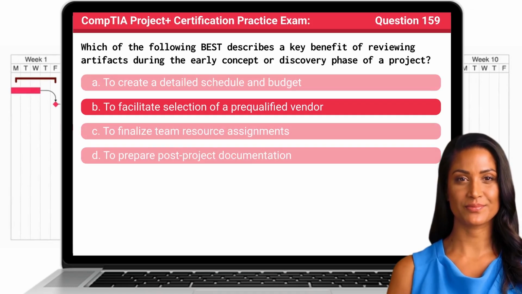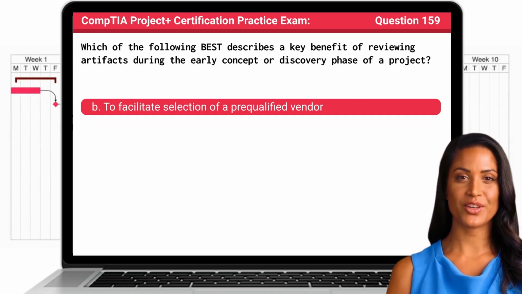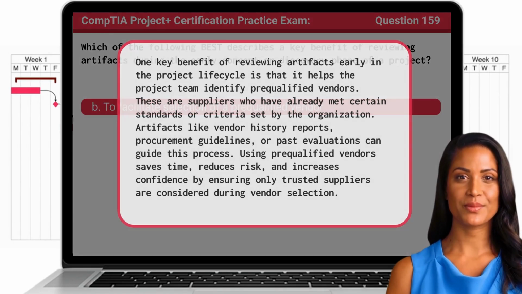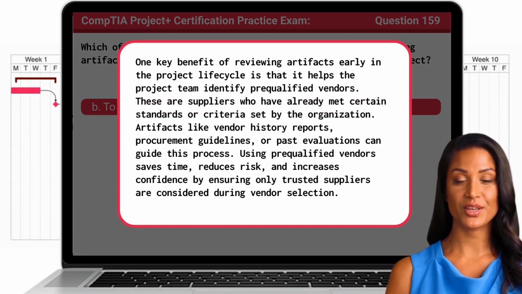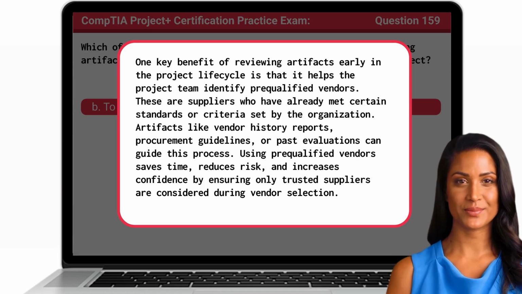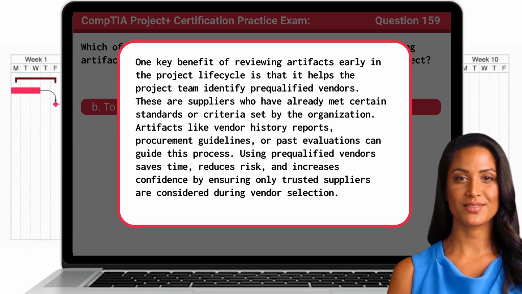The answer is B. To facilitate selection of a pre-qualified vendor. One key benefit of reviewing artifacts early in the project lifecycle is that it helps the project team identify pre-qualified vendors. These are suppliers who have already met certain standards or criteria set by the organization. Artifacts like vendor history reports, procurement guidelines, or past evaluations can guide this process. Using pre-qualified vendors saves time, reduces risk, and increases confidence by ensuring only trusted suppliers are considered during vendor selection.